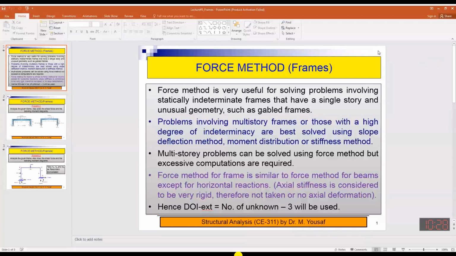However, in case of frames, this axial force serves as the shear force for the column. So only this is the difference. Otherwise, there is no difference in the application of the force method, whether it is being applied for the solution of the numericals related to the beams or the frames. So also this is very useful.